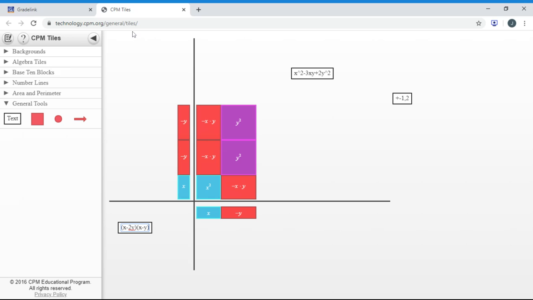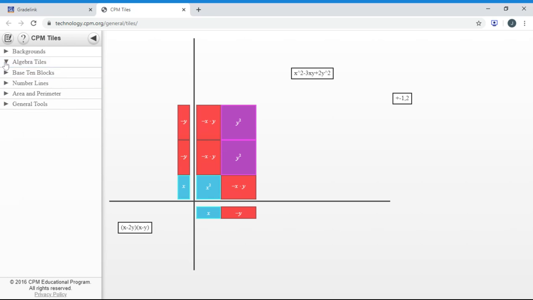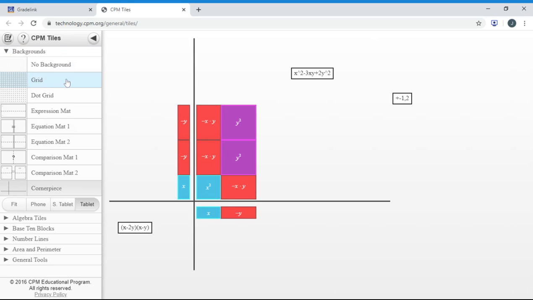So, hope you found this informative. There are other tools in here as well. There's area and perimeter. You have number lines you can create for inequalities. You could solve them that way. Base 10 blocks. Again, algebra tiles. And you can use various backgrounds for this. We could do an equation mat for solving an equation. They have two different versions of that, and then you have the expression mat, which you could use for simplification.